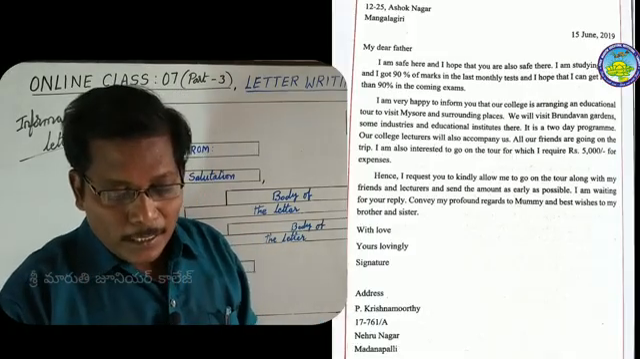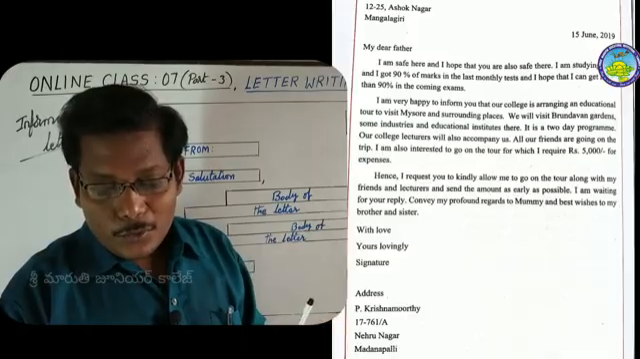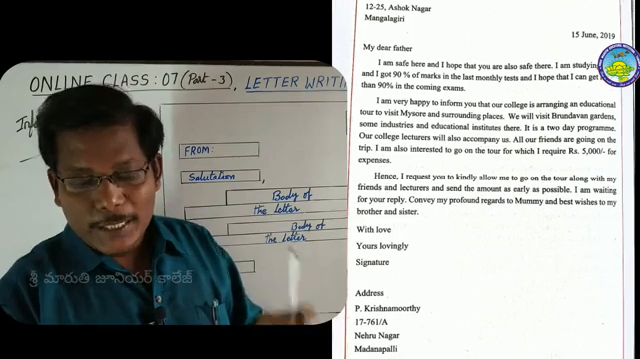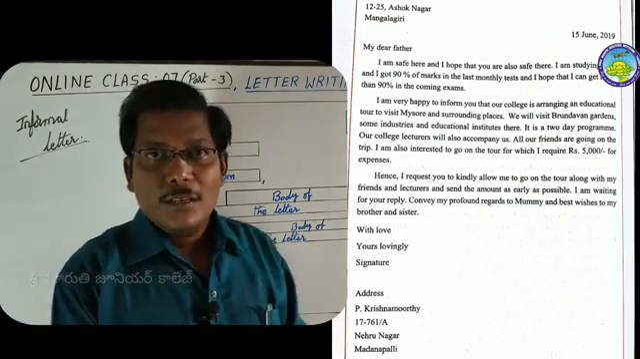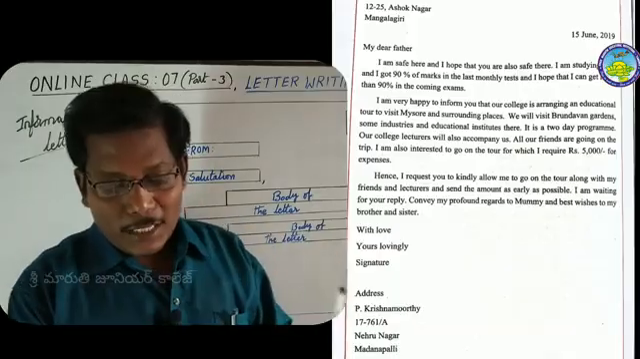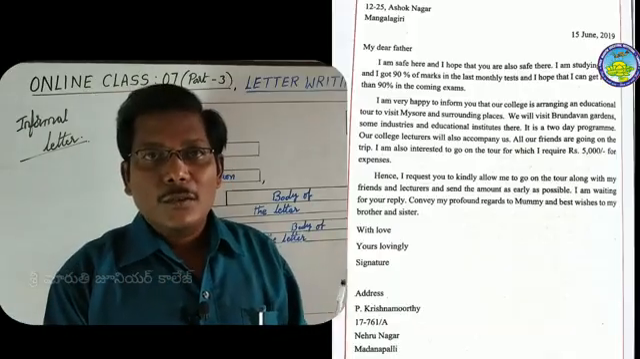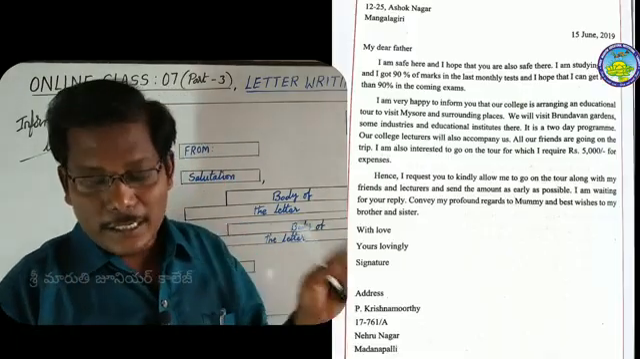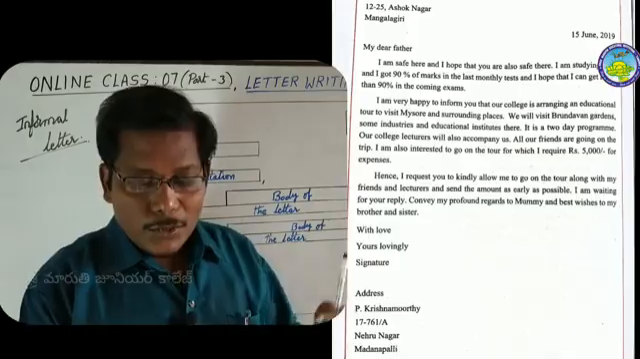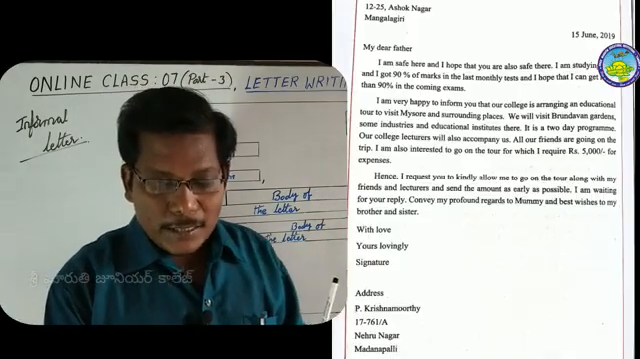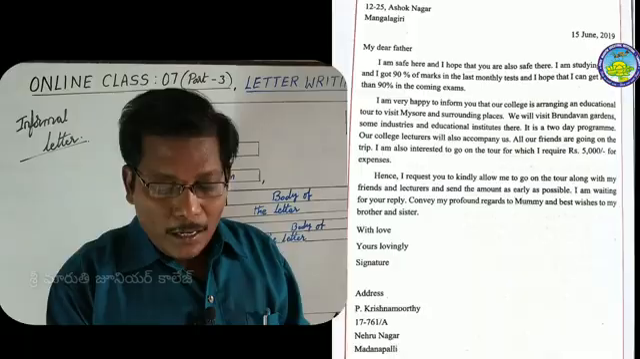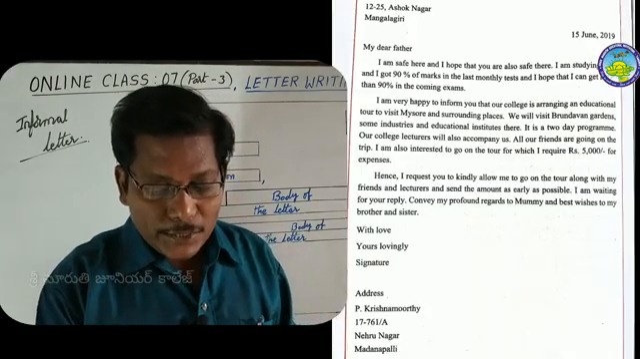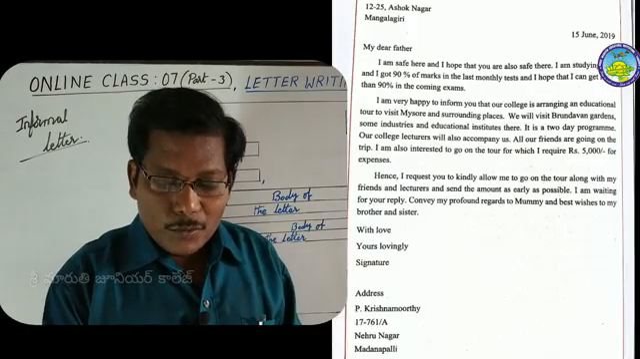Okay, understand? "I am also interested to go on the tour, for which I require 5,000 rupees for expenses." Expenses means expenditures. So to go on this tour, the total expenditure will be 5,000 rupees. So he is asking his father for this 5,000 rupees. That is the main point in this letter. Hence, you see the third paragraph. Hence means so. "I request you to kindly allow me to go on the tour along with my friends and lecturers and send the amount as early as possible."